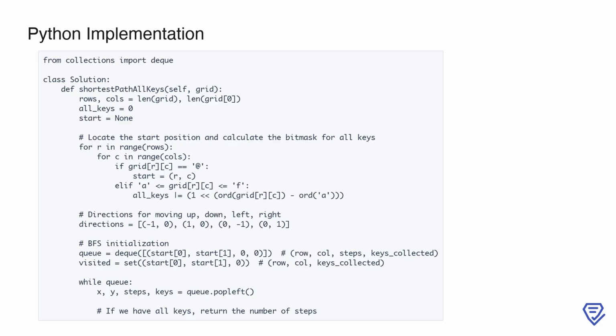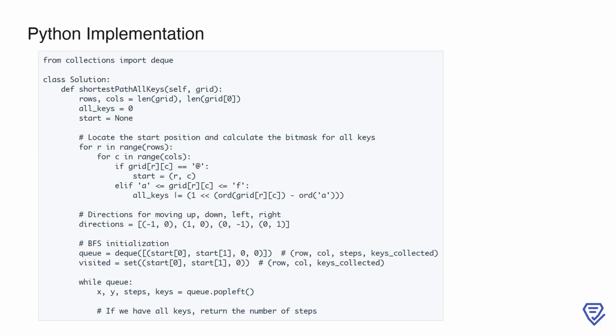Next, we define the possible movement directions for navigating up, down, left, and right. After that, we initialize the BFS queue with a tuple representing the starting position, the initial step count of 0, and an empty bitmask indicating no keys have been collected yet. We also use a visited set to keep track of visited states, ensuring we don't revisit the same position with the same collected keys, which helps optimize our search.